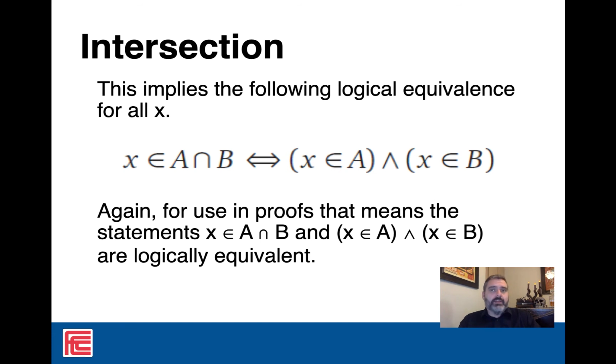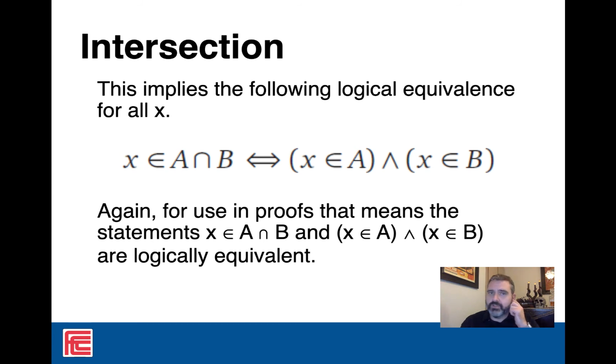So we can write that as a logical equivalence again, meaning that in proofs you can translate these two statements one for the other. It's if and only if. The implication goes both ways. x is an element of the intersection of A and B if and only if x is an element of A and x is an element of B.